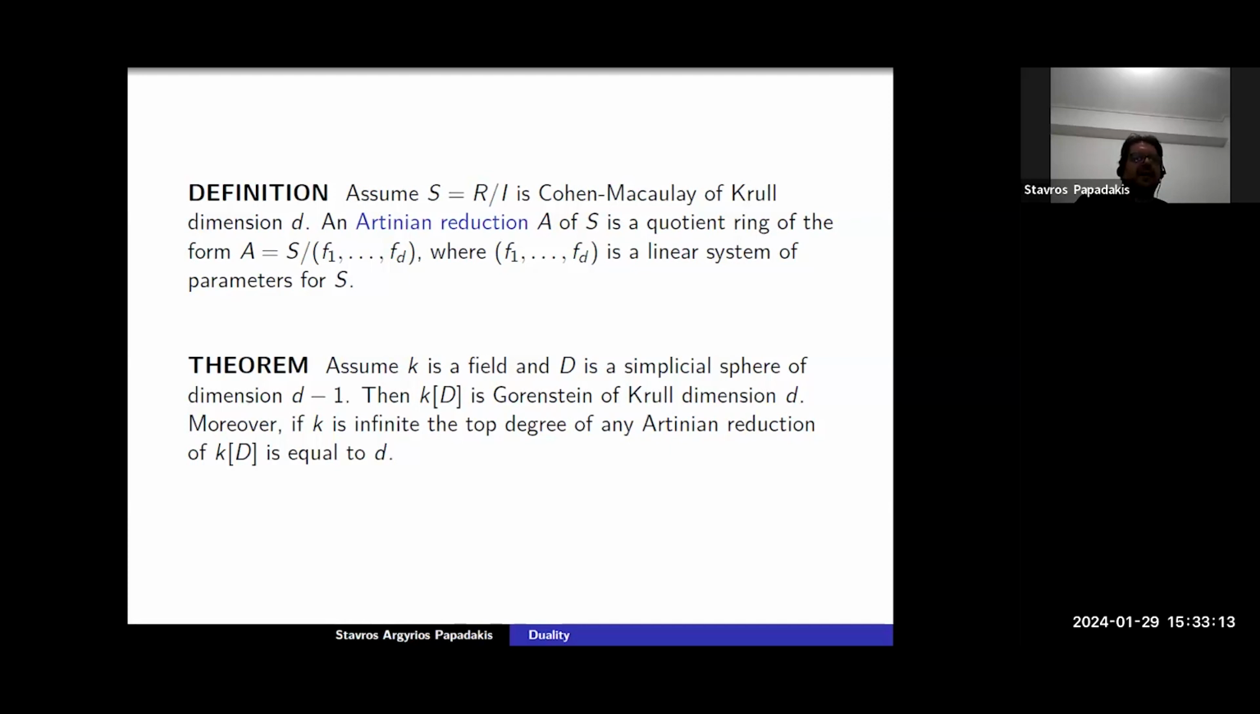But this is a key theorem in the algebraic study of Stanley-Reisner rings of simplicial spheres. And we will certainly use it in the future.